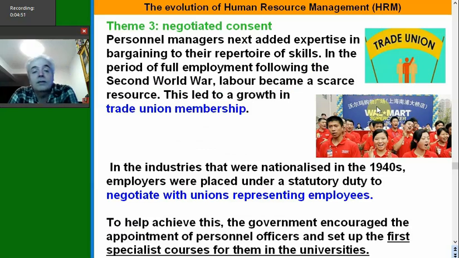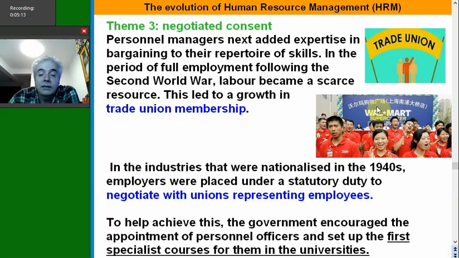All right, theme number 3 is negotiated consent. Personnel managers next added expertise in bargaining to their repertoire of skills. In the period of full employment following the Second World War, labor became a scarce resource. This led to a growth in trade union membership.